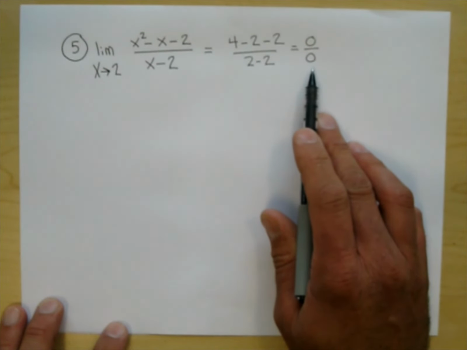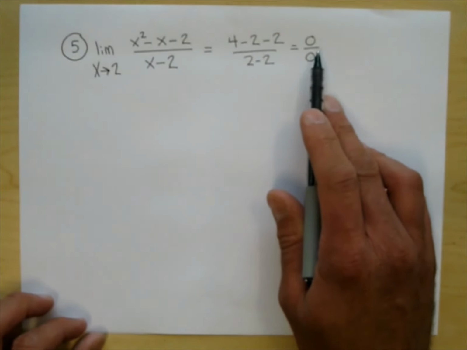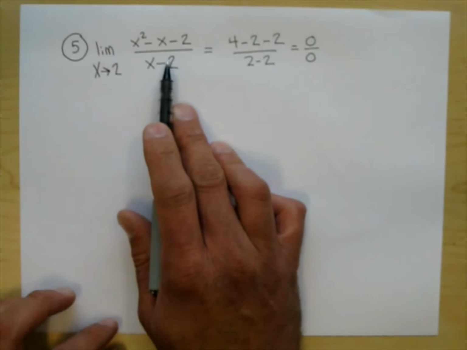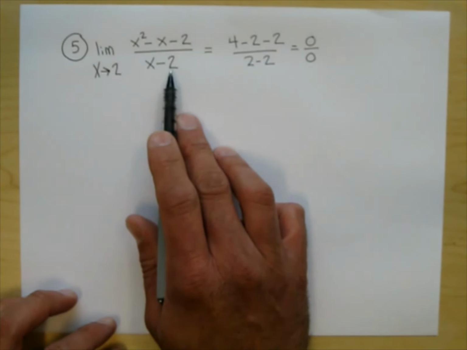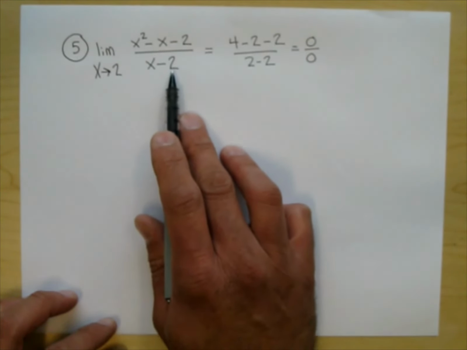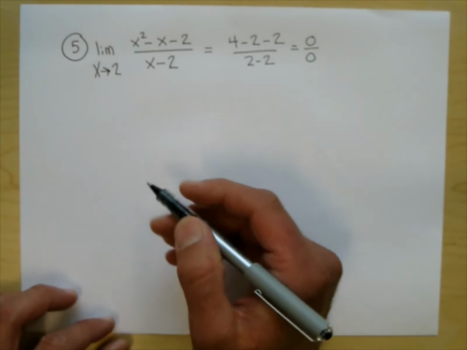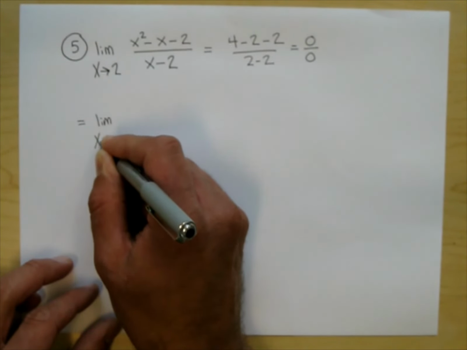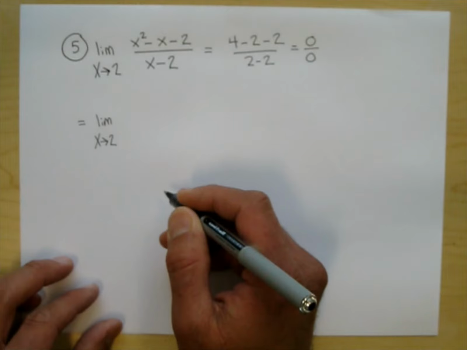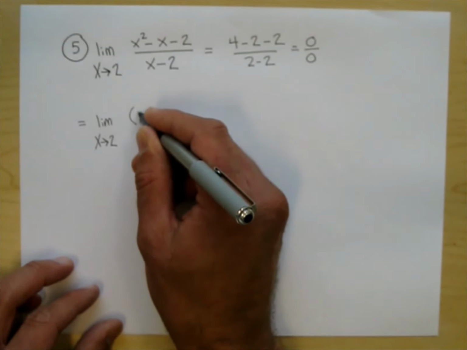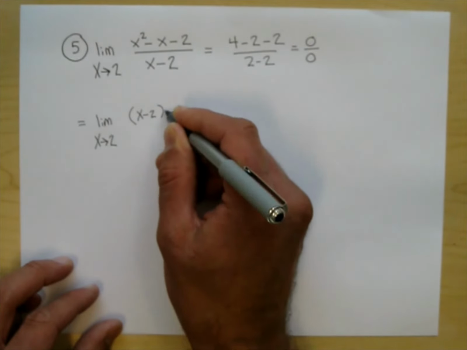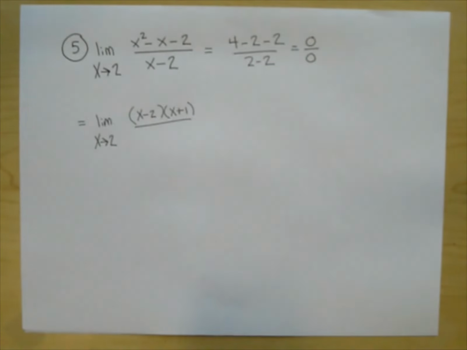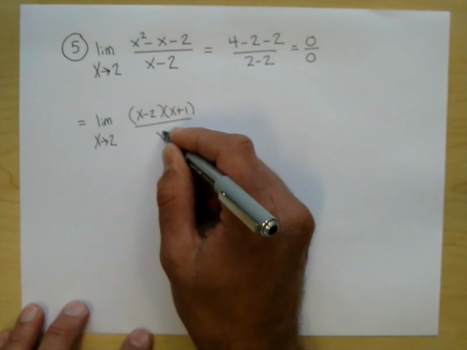So what do we do about this? Well, this will happen in your homework. And when this happens, you want to take a look at your algebraic expression here, this function, and see if there's some way you can do some algebra on here and maybe simplify it. So that's what I'm going to do. I notice that the top factors into, let's see, x minus 2, x plus 1. Okay, and the bottom is an x minus 2.